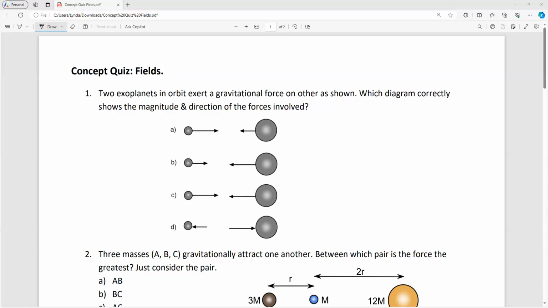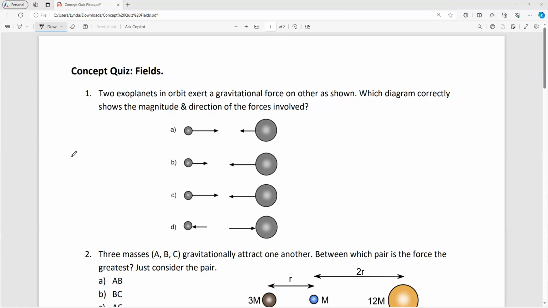So you need to find a diagram that correctly shows magnitude and direction of the forces involved. So right away, this one doesn't belong because here forces are towards the planet, and gravitational forces are attractive forces only towards the planet. So right away it's not there. What can you see about the first one? So gravitational forces are proportional to... Is the answer C?